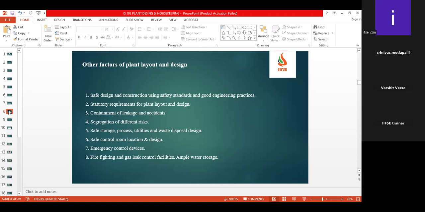So again, safe design and construction using safety standards and good engineering practices, and statutory requirements for the plant layout and design. Like here, we'll get the approvals, especially for any, I'll give an example of chrome plating. If you are going for any chrome plating, there are certain layouts. Whenever you go for chrome plating, the bath tanks should be over the ground. It should not be underground.